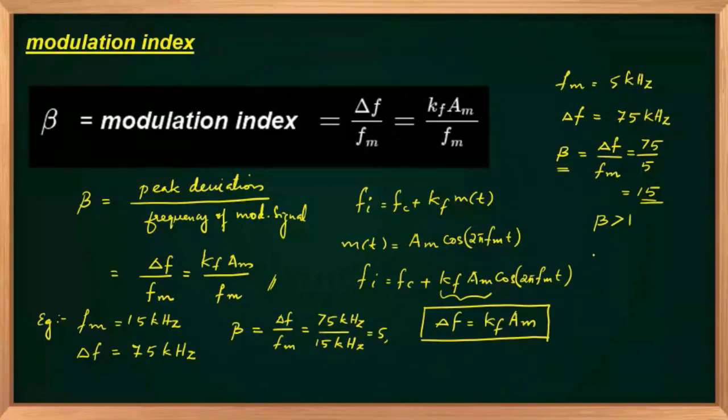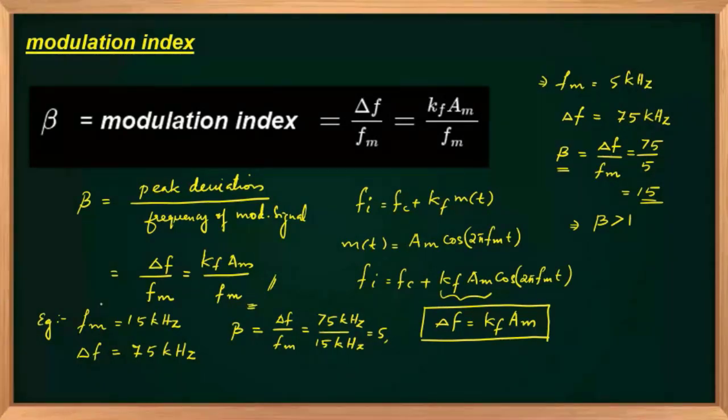But in the case of AM, the modulation index is always less than or equal to 1. The maximum modulation possible is 100% modulation, in which case the modulation index becomes unity in AM. But in FM, beta can be greater than unity. In practical broadcasting, beta is always greater than unity. So I think this equation is clear for you. Modulation index, a very important equation.